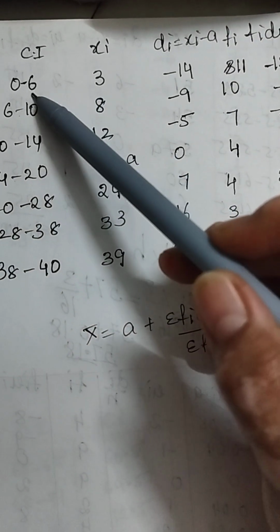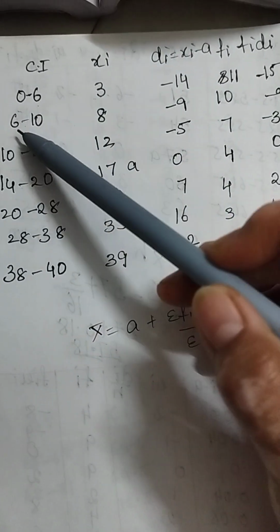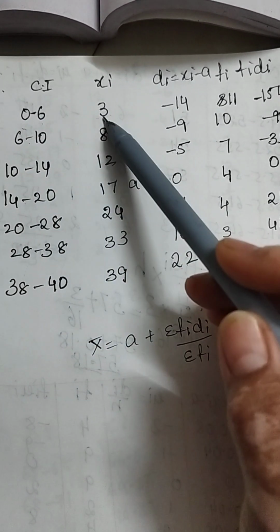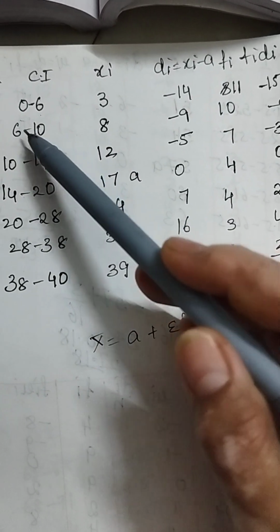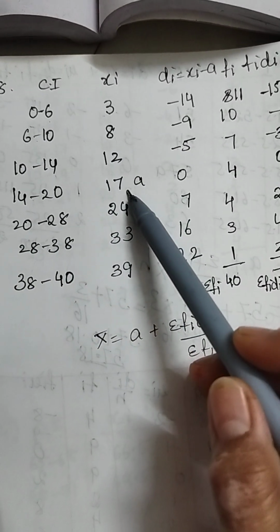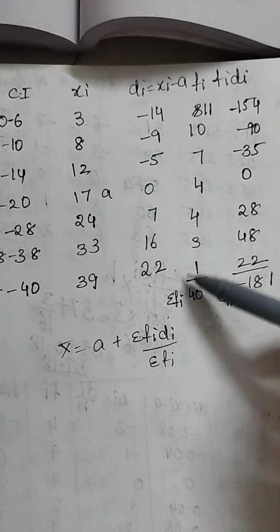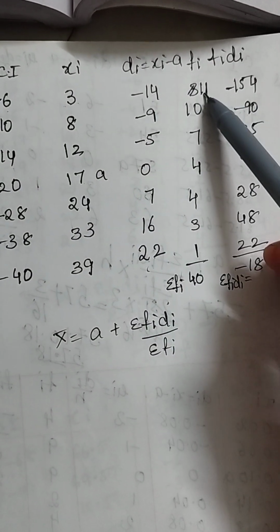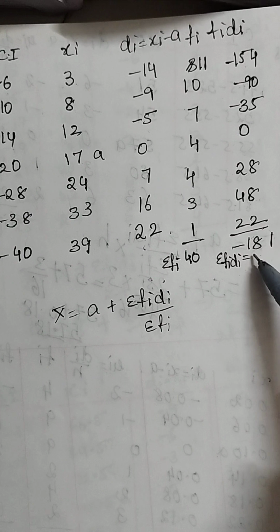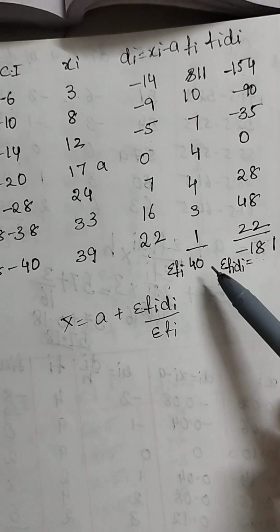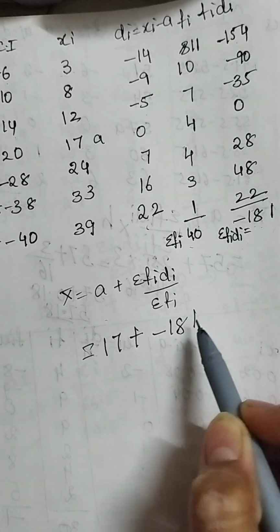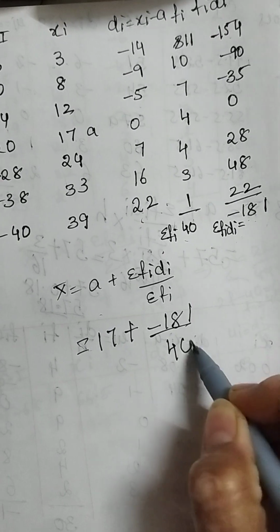See, in the last sum, these class intervals are not continuous. So for this type of sum, what you should do: you calculate the class mark for each interval. Okay, no need to add, the class size is not same throughout. So 6 by 2 means 3, 18 by 2 means 9, 16 by 2 means 8. Like that, each class interval I calculated the class mark. Then I took this one as A and took deviations. So Fi di: minus 154, minus 90, minus 35, 0, 28, 48, 22. So I simplify and I will be getting this answer. Okay, minus 181. This is 40. So this is A, that is 17 plus minus 181 by 40.